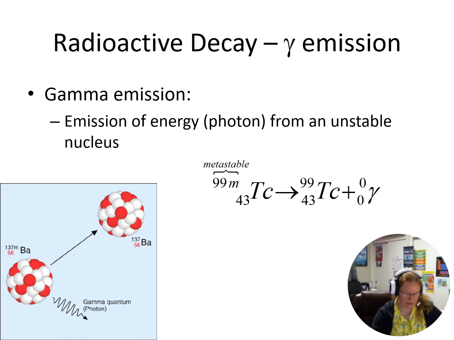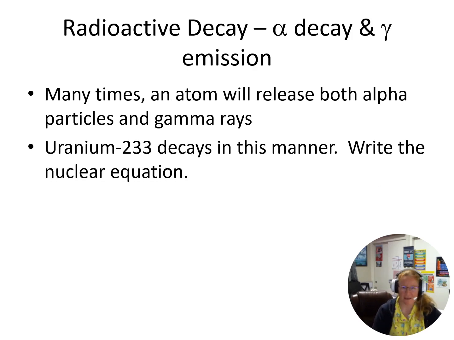Now, one interesting thing is that a lot of times we get a lot of energy with these reactions, right? And so sometimes we get not just gamma decay, but we get alpha decay with that gamma emission. So uranium-233, we get this kind of decay. So we're going to get uranium-233.